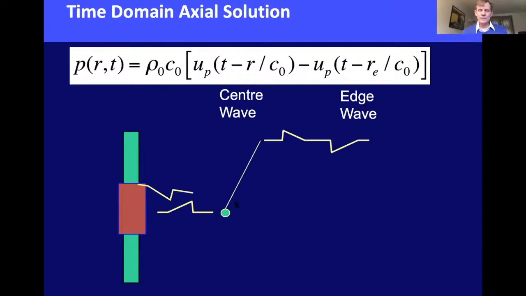And so if you're at a point close to the transducer, you can often see these two things distinctly. You see the center wave coming, followed by an edge wave. As you get further away, the path distance between the center and the edge becomes smaller and smaller, and these two waveforms will start to overlap. Okay, so this solution will work anywhere on axis for any type of waveform that you put into the transducer.